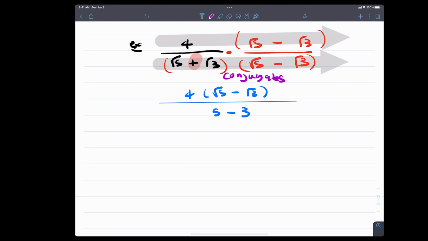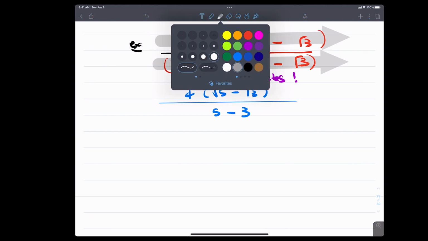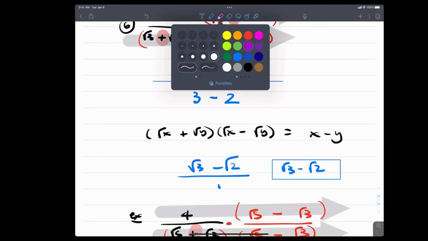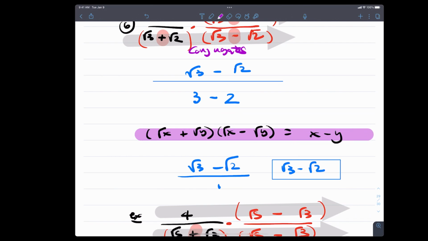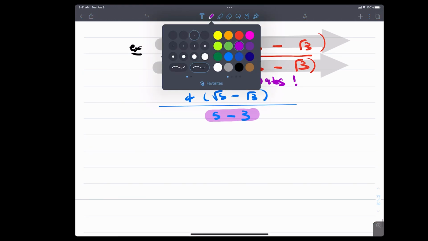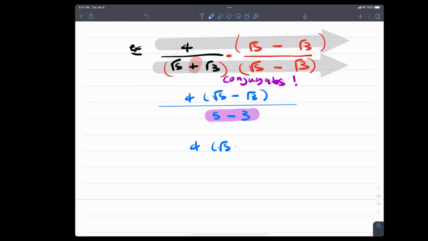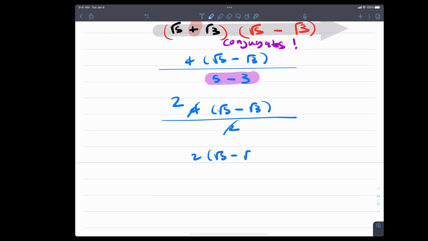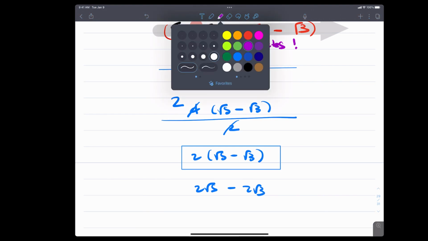Anybody try those questions for homework, hopefully? What happens here since you have conjugates? You remember this formula I just gave you? That's what I just gave you. What happens when you multiply conjugates? It's x minus y. So this would be 5 minus 3. Do you guys know what 5 minus 3 is? What's the difference here? 2. 2 goes into 4 how many times? So you get 2 square root of 5 minus square root of 3 as a final answer. Or you get what? 2 square root of 5 minus 2 square root of 3. You're done.